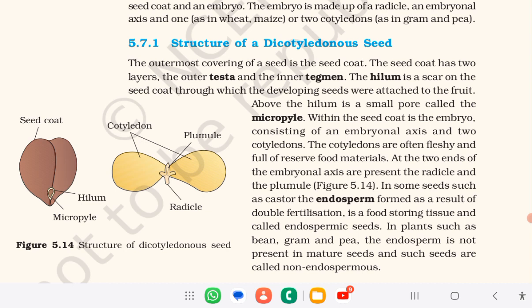In some seeds such as castor, the endosperm formed as a result of double fertilization is a food storing tissue, and these are called endospermic seeds. In plants such as bean, gram, and pea, the endosperm is not present in mature seeds, and such seeds are called non-endospermic.